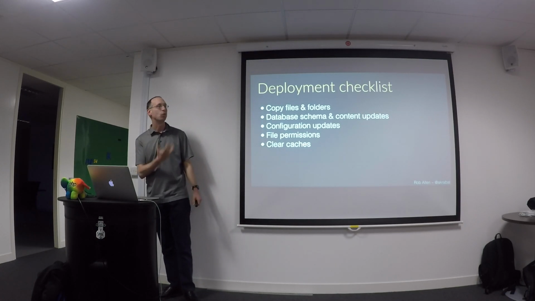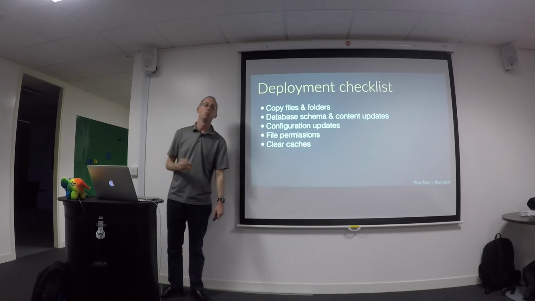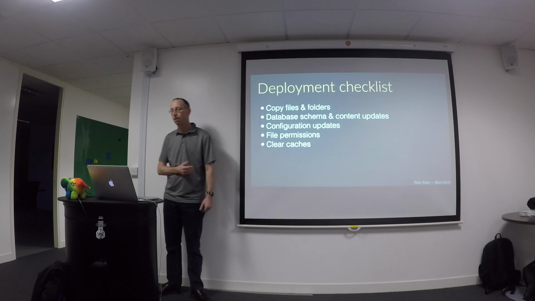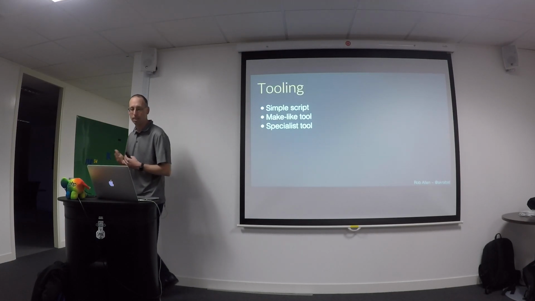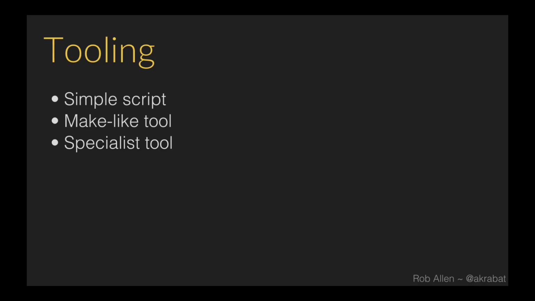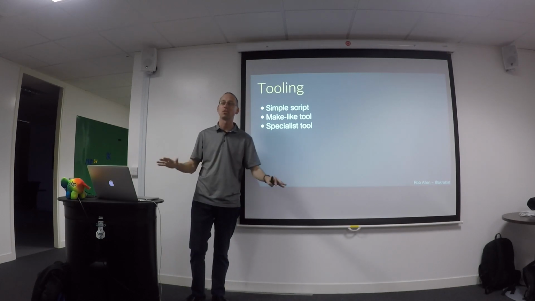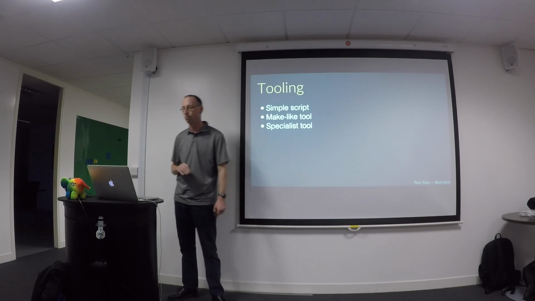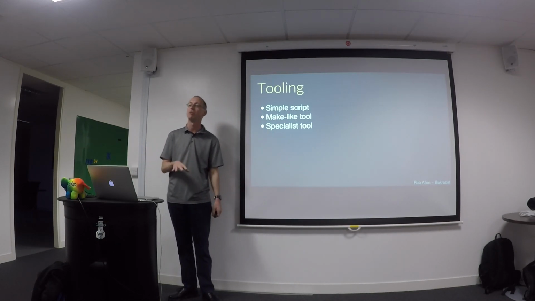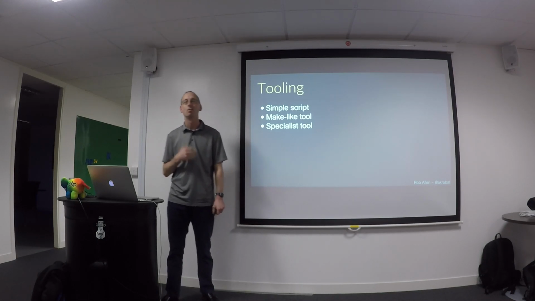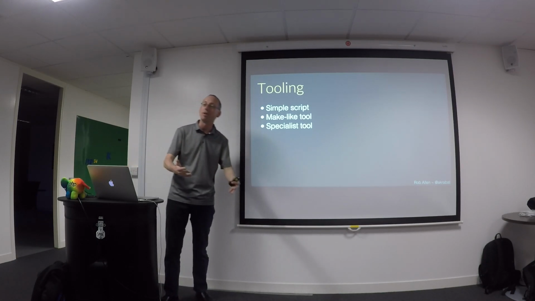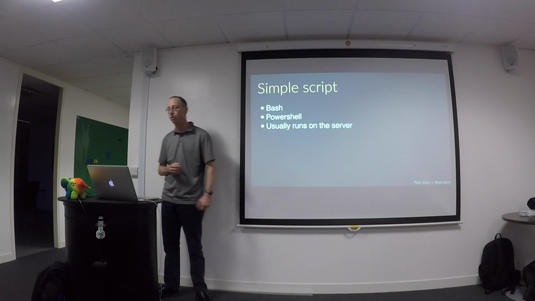Once you've written down what you need to do, you can then turn it into an automated system. There's a number of ways you can do that. Simple script, Make-like tool, or a specialist tool. We all start with a simple script, unless we've got so much time that we can jump straight into one of the more advanced ones, but nearly everyone starts with a nice simple script. Makes life easier. We're just automating what we're already doing, so it's a nice, easy thing to do.